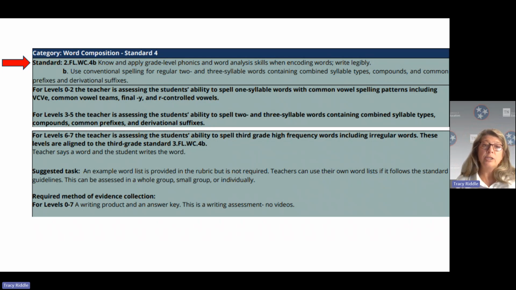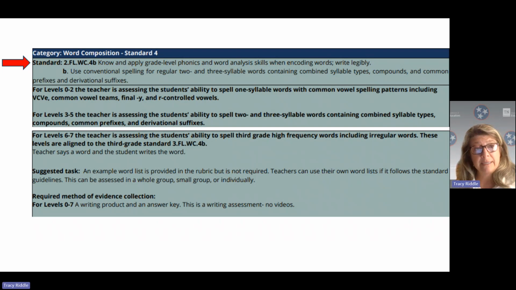For this standard, students are going to be writing words. This standard is assessing at the level 3 through 5 on the rubric the student's ability to spell 2- and 3-syllable words. But if students are not able to spell the words at level 3, you can back up to the first grade standard and assess the student's ability to spell 1-syllable words with common vowel spelling patterns. And that includes the VCVE words, common vowel teams, final Y, and R-controlled vowels.